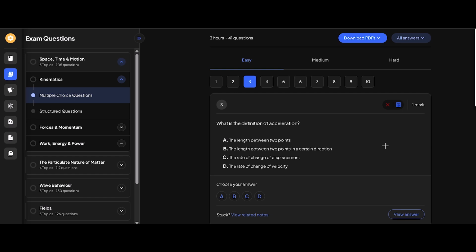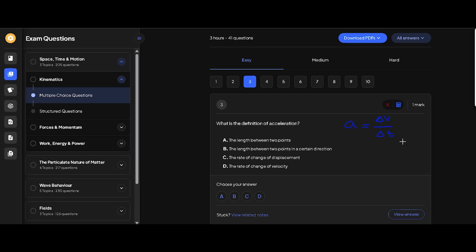Question 3 is saying, what is the definition of acceleration? Let's see from the formula. Acceleration is equal to change in velocity divided by change in time, right? So V final minus V initial divided by T final minus T initial. Let's see the definitions that we have in the choices.